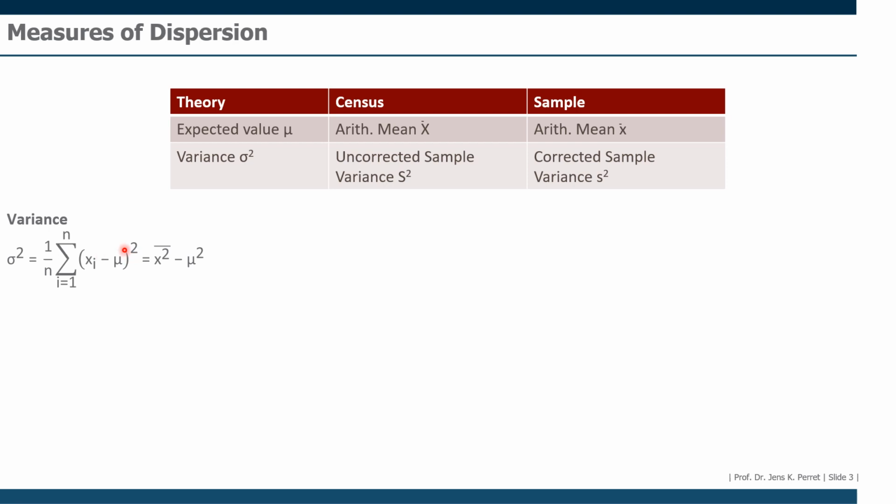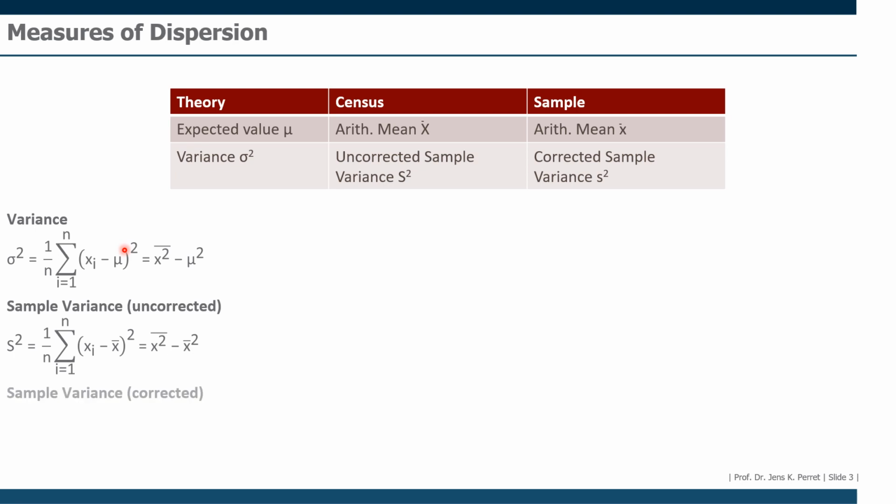Well, that's why instead of the variance, be it the corrected or the uncorrected version, we're going to use instead the standard deviation. The standard deviation, we're going to see this on the next slide, is simply the square root of the variance.